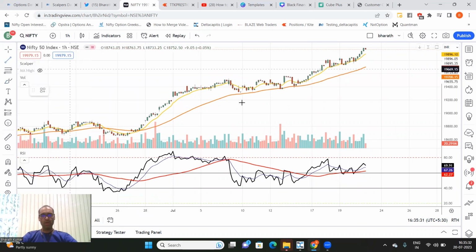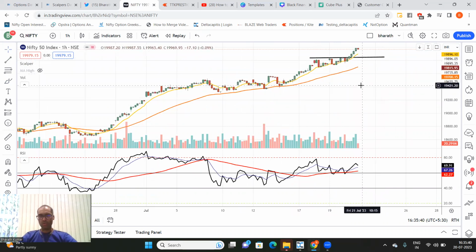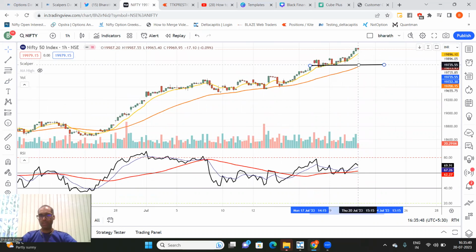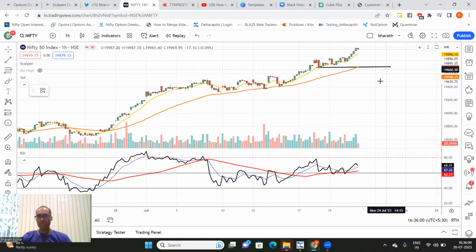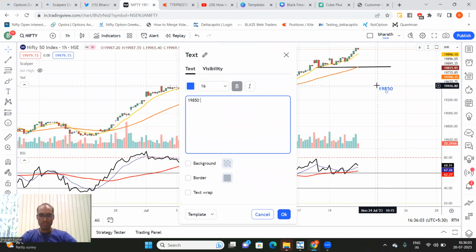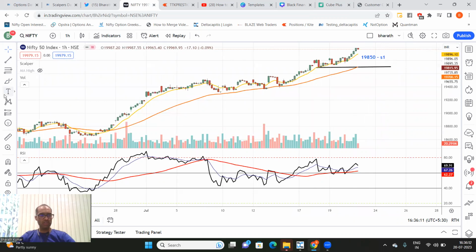See, what was the resistance? Go by a simple change of polarity. If you do not know, I think I have discussed change of polarity in my previous videos. This was a resistance area. The resistance broke today, so any dips to that will be a support area for me. If 850 doesn't act as a support, probably I would keep the support area around 19,700. In any case, 19,850 becomes a support, so mark this 19,850. 19,850 will become the support for this market, so any dips to that is a good opportunity to consider longs.